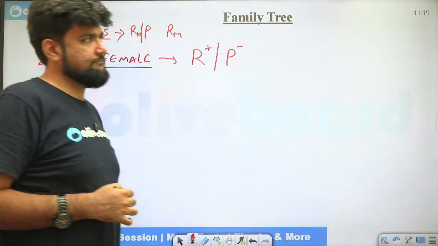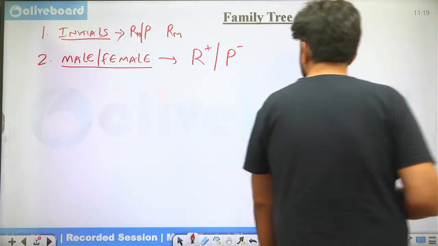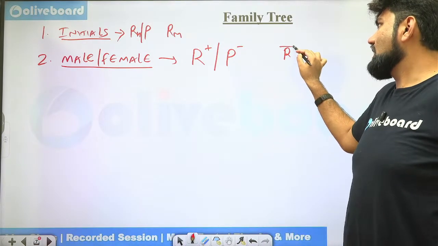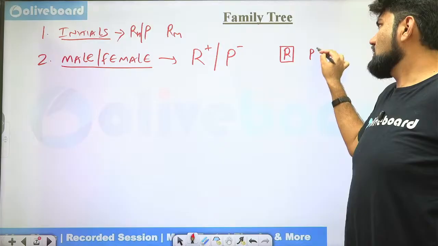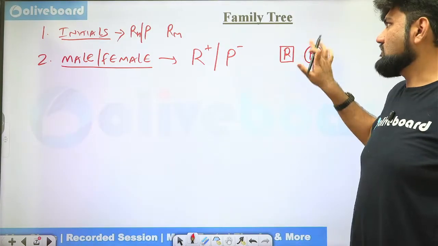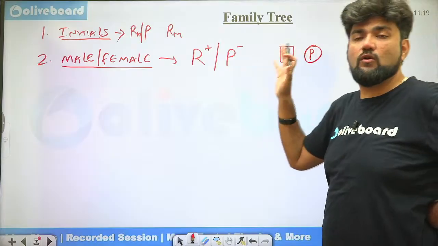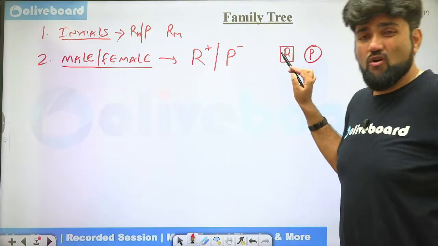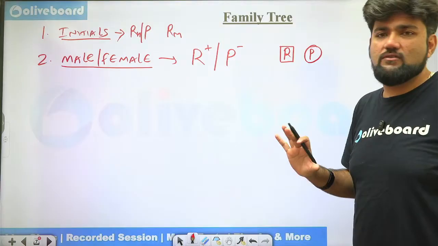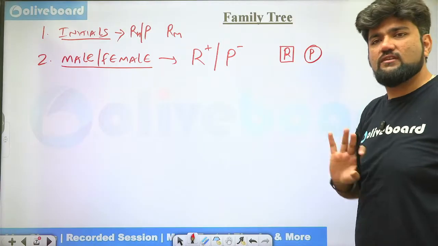Okay. Why do we do this? There is another method which a lot of people teach. They say that draw a square around the male and draw a circle around the female. Why do I avoid this method? Because again, 10 people, 12 people you want to draw in a family tree. You're going to draw 12 squares, or 6 squares and 6 circles, whatever. It's going to be time consuming. Even if it takes 2 seconds extra, it's wasting your time.